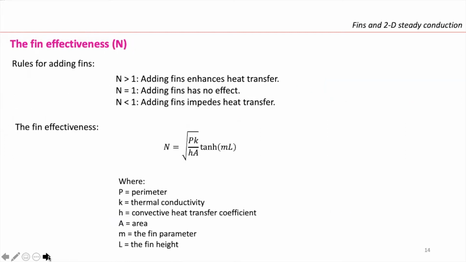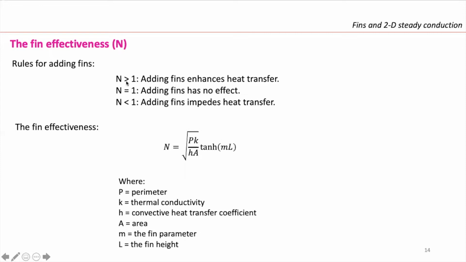Let's look at the effectiveness equation that is in your next slide. This equation is something that I would like you to take note of, please, because we are going to solve a problem to determine the fin effectiveness and decide if the fin should be added or not. The fin effectiveness can be calculated by the square root of the perimeter times the thermal conductivity divided by the convective heat transfer coefficient times the area, times the tangent hyperbolic of the fin parameter m that we discussed last class, multiplied by the fin height.